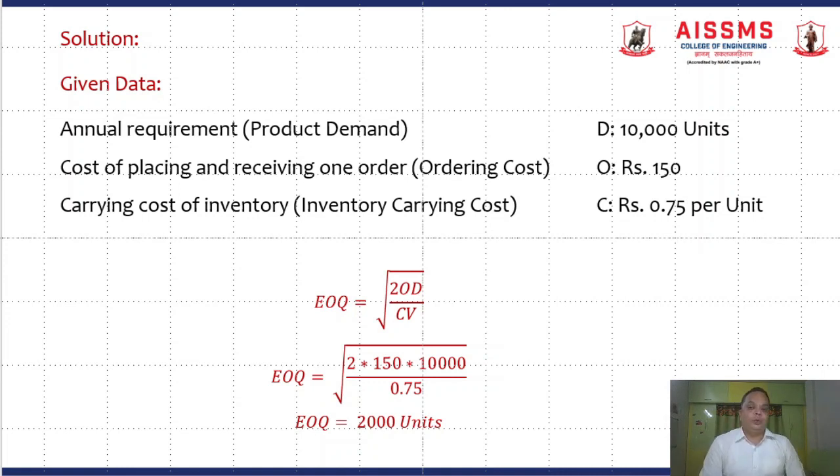So EOQ is equal to the square root of 2OD divided by CV: 2 into ordering cost 150, annual demand 10,000, and CV is 0.75. So EOQ comes out to be 2000 units. But they also ask us what the total cost is.